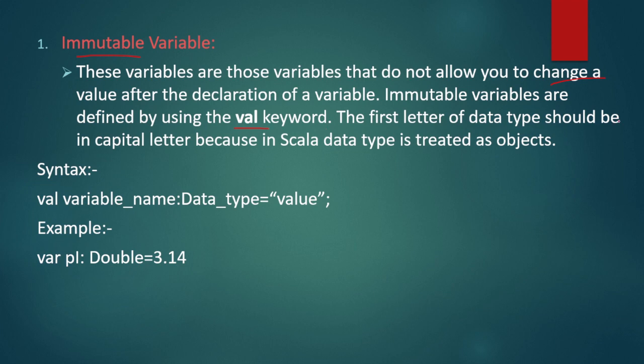The first letter of the data type should be a capital letter because a data type is treated as an object. So the major difference between mutable and immutable is this: mutable starts with var, and immutable starts with val. Once we declare something as a val, the value is not going to change anyway. So these are the two differences that we have.